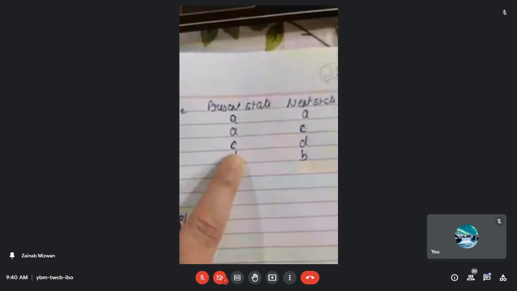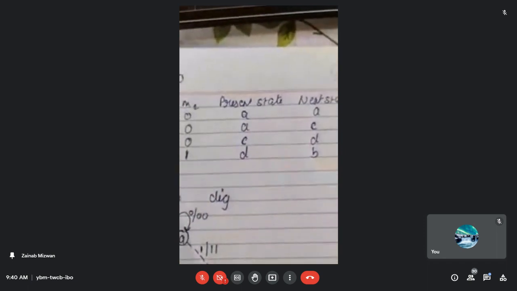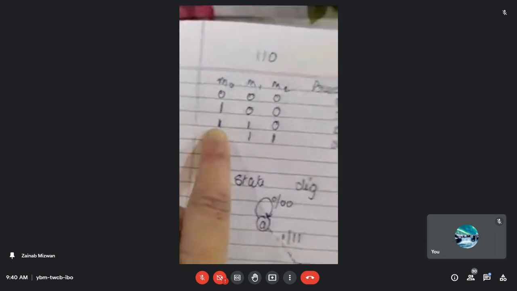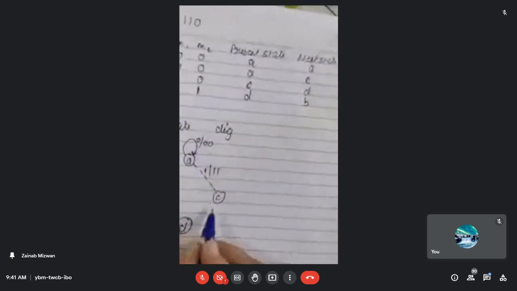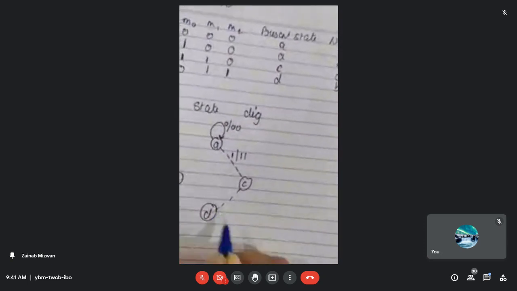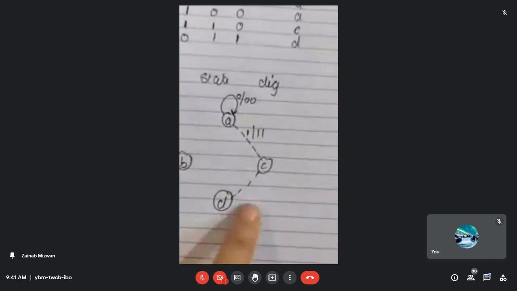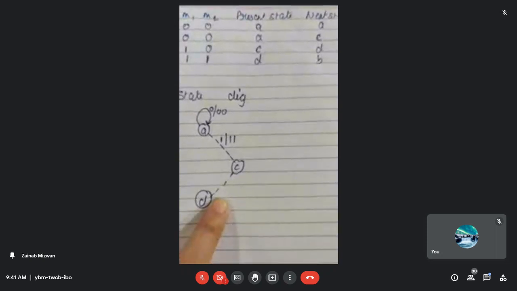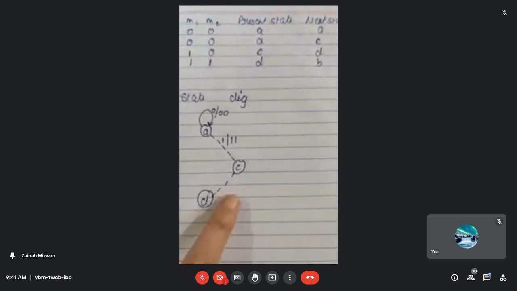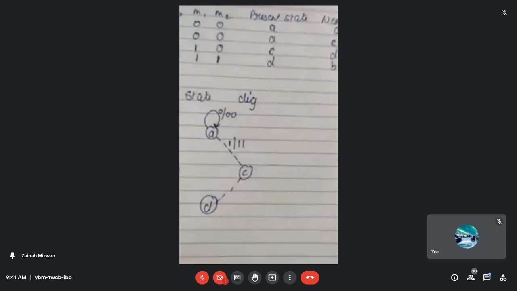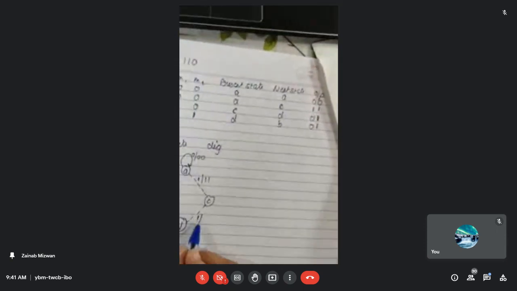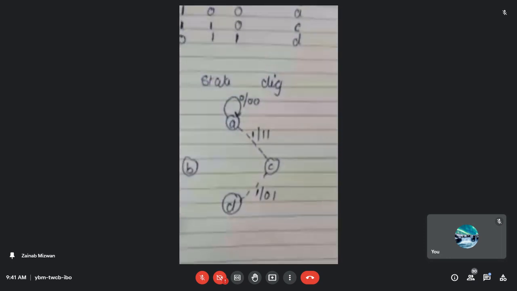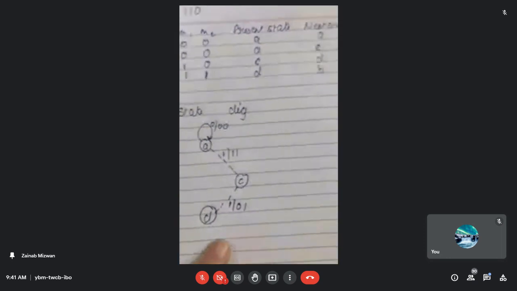Now you can see for the state C, when we are at the state C and the input is 1, the next state is D, but the input is 1. So again I'm going to connect the state C to the state D with the dotted line over here. Again I will write input is 1 and the output I'm getting is 0 1. Is it clearly visible to all of you?